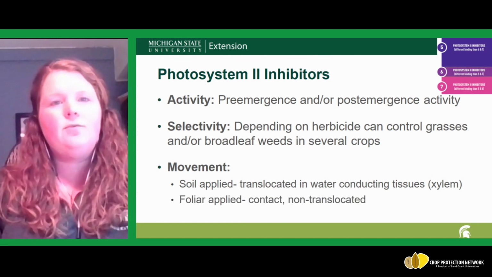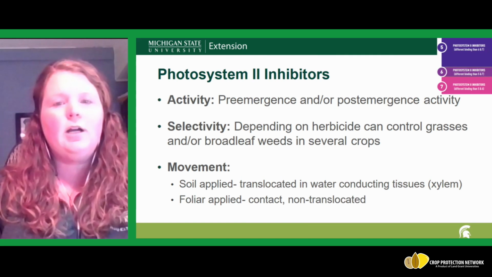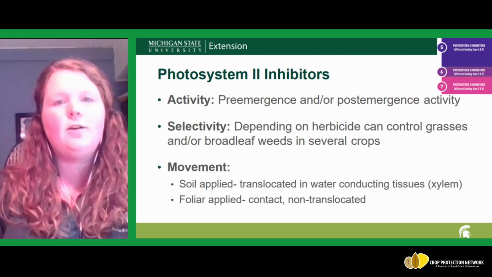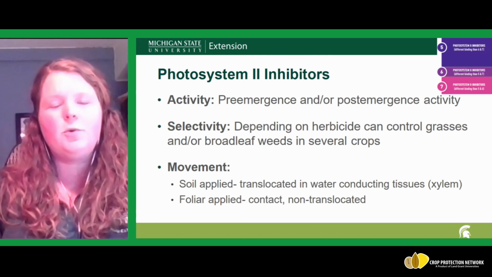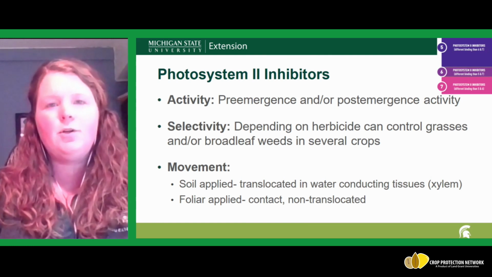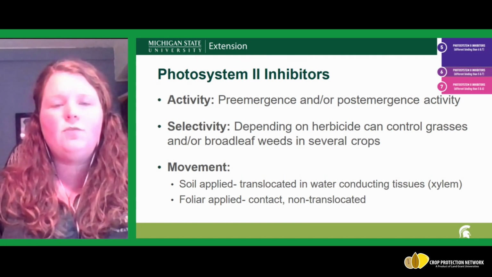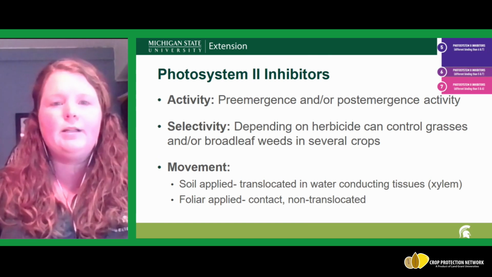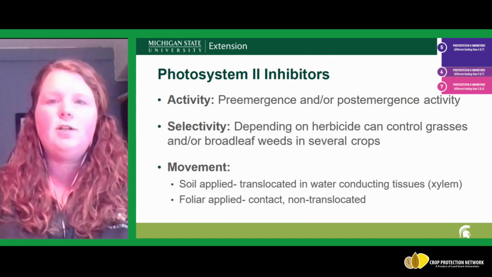And foliar applied photosystem 2 inhibitors are contact or non-translocated. So where that herbicide molecule or spray droplet touches the plant, that is where you'll start to see the symptomology first. It doesn't move throughout the plant like some of the other translocated sites of action that we've discussed.